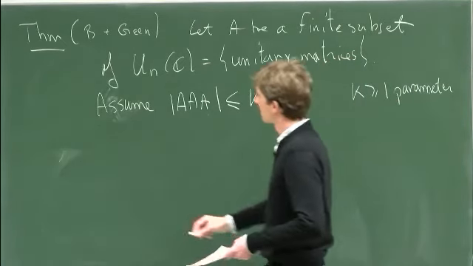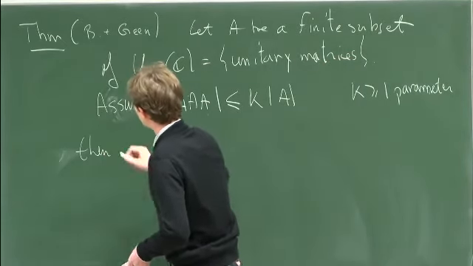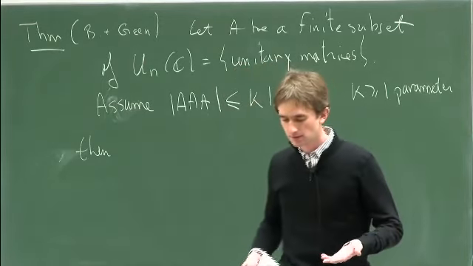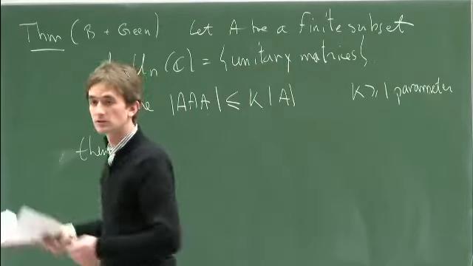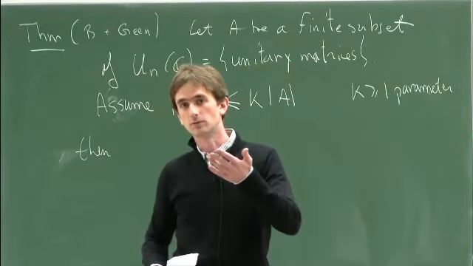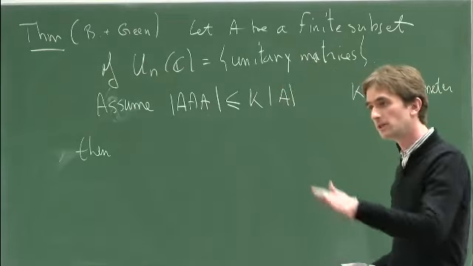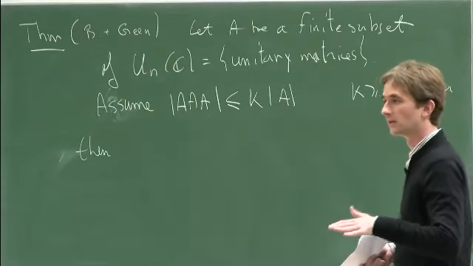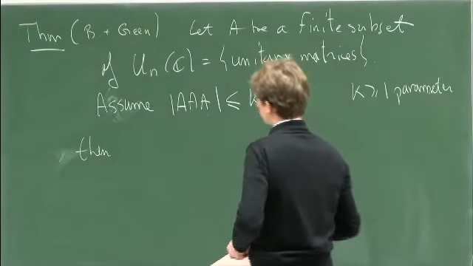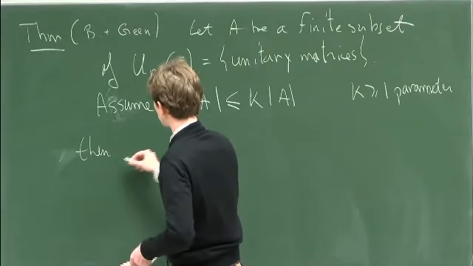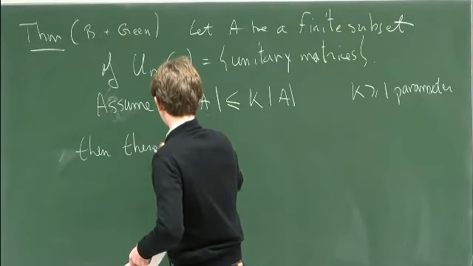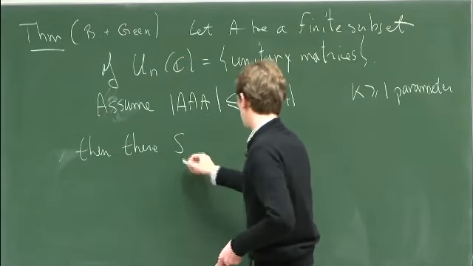Then the conclusion is that essentially it's the same kind of conclusion as Jordan's theorem. So you will be able to find an abelian subgroup which contains most of A. So in the following sense, in fact, there is S, an abelian subgroup.